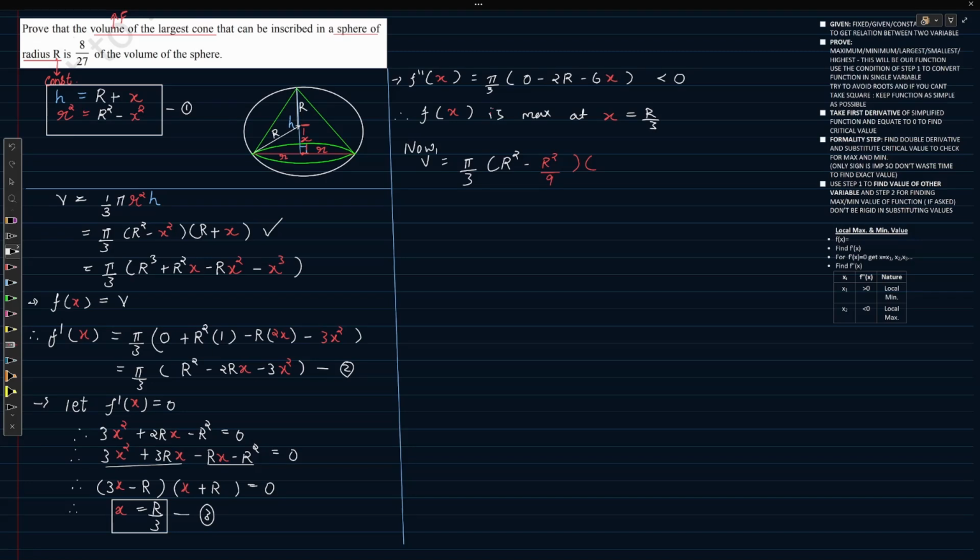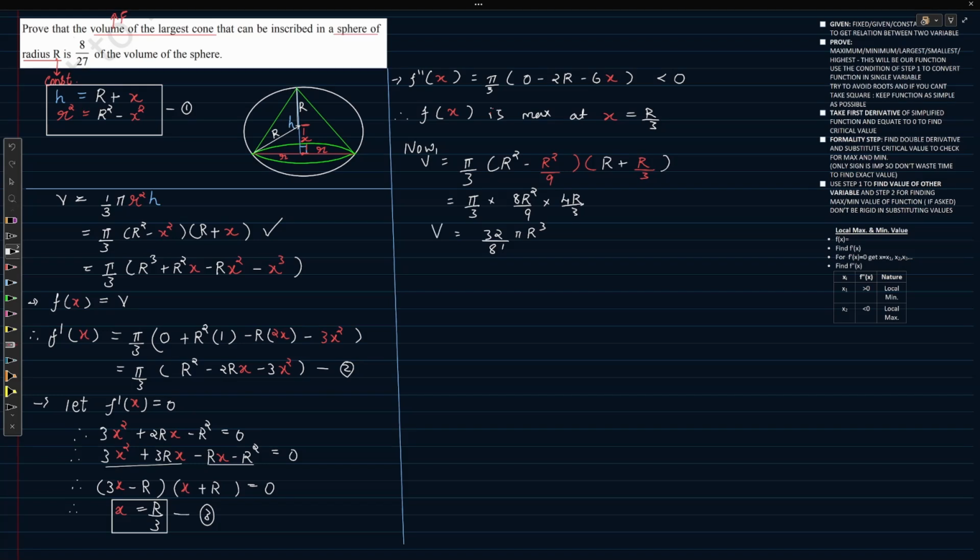Okay, which is equal to pi by 3 into, after taking LCM, we'll get 8 R square by 9 into, again after taking LCM, we'll get 4R by 3, which is equal to 8 into 4 will be 32, 9 3s are 27, 3s are 81, so 32 pi R cube by 81.